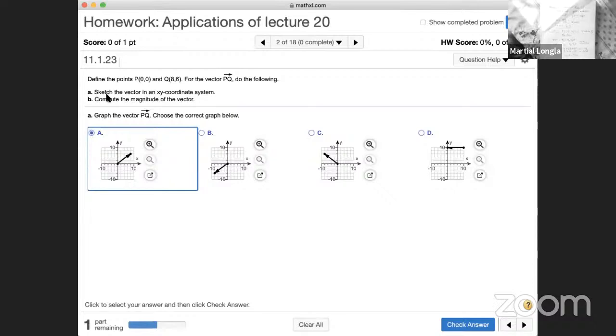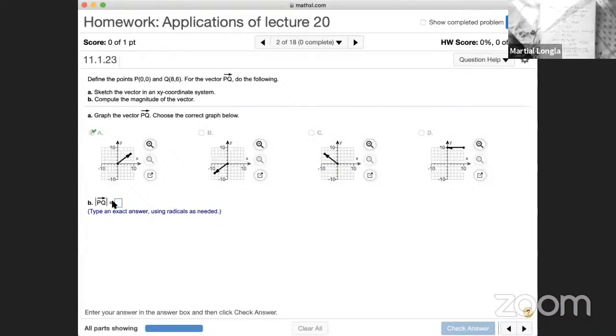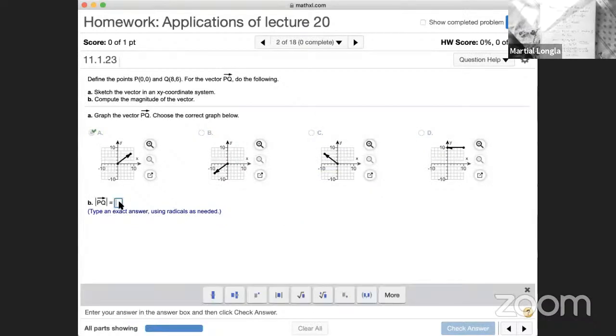Now, the second thing in that question is to compute the magnitude of the vector. How do you compute the magnitude of a vector? The magnitude of the vector is the square root of the sum of squares of its coordinates.